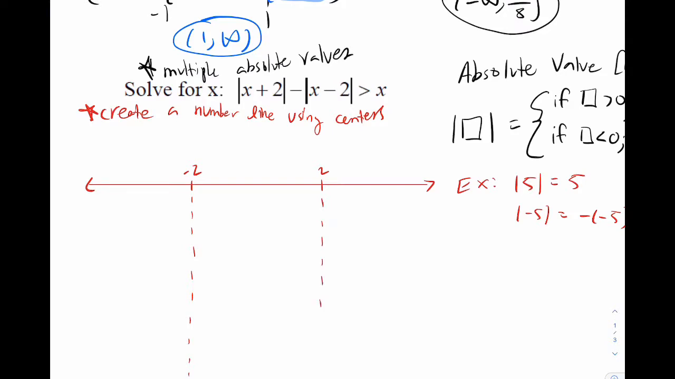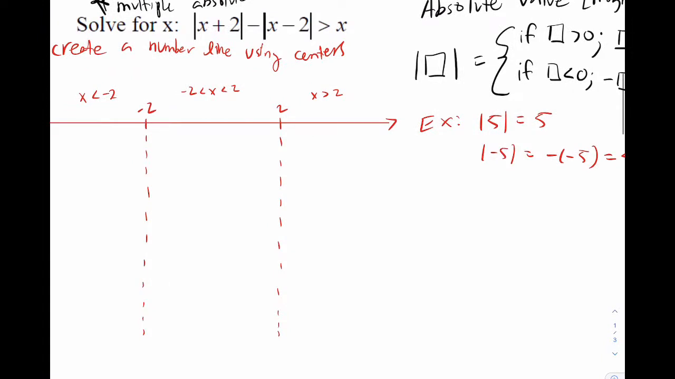What we're doing is we're separating all the real numbers into 3 regions. In this region, we're saying x is less than -2. In this region, we're saying x is between 2 and -2. And in this region, we're saying x is greater than 2. So if I'm working in this region, the assumption is x is bigger than 2. So these are all like assumptions. So assume, assume, assume.